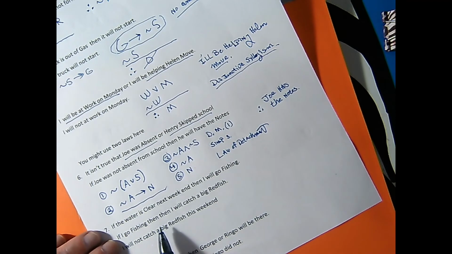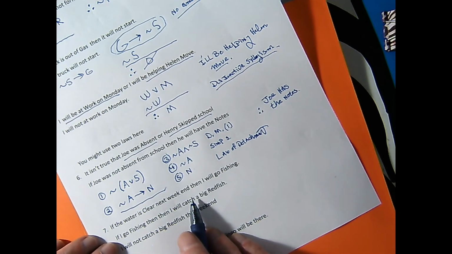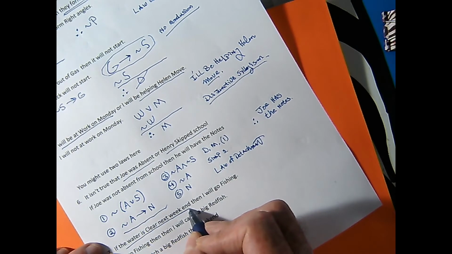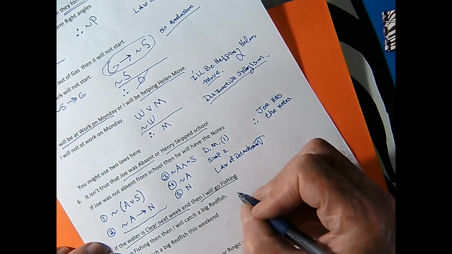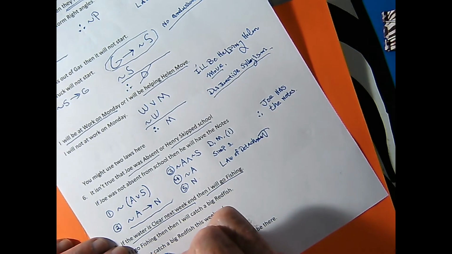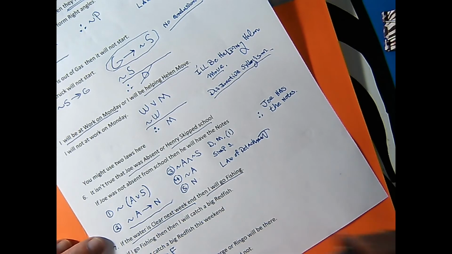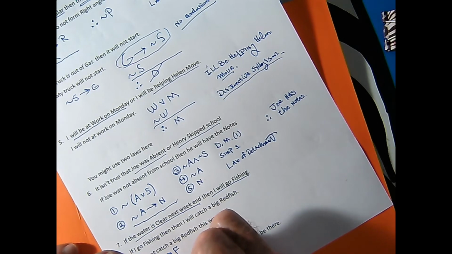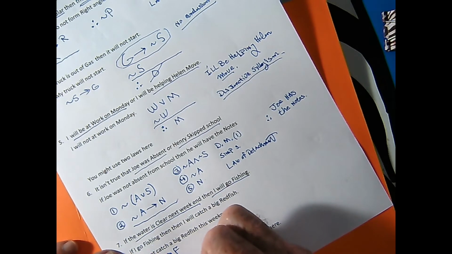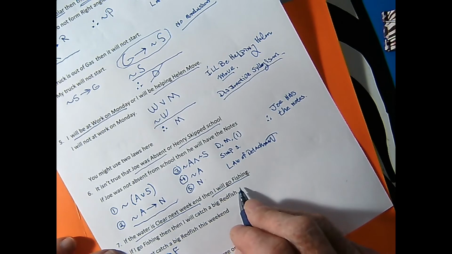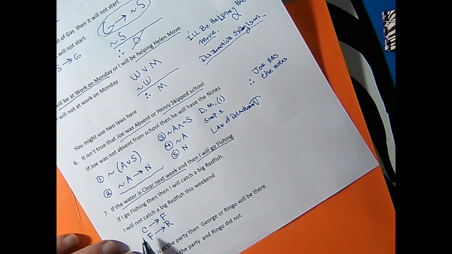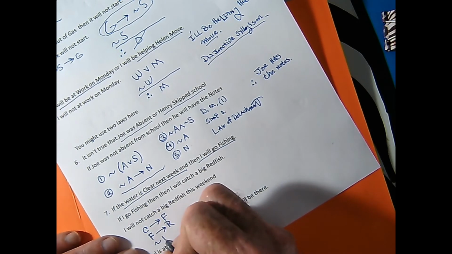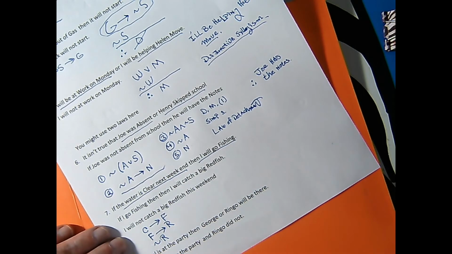Let's look at another one. If the water's clear next weekend, then I'll go fishing. I'm going to use C for the water's clear next weekend, and I'll use F for going fishing. If the water's clear next week, then I'll go fishing. And another conditional, if I go fishing, then I'll catch a big redfish. Let's use R for a big redfish. Third premise, I will not catch a big redfish this weekend. That would be the denial of R. I'm not going to catch a big redfish.